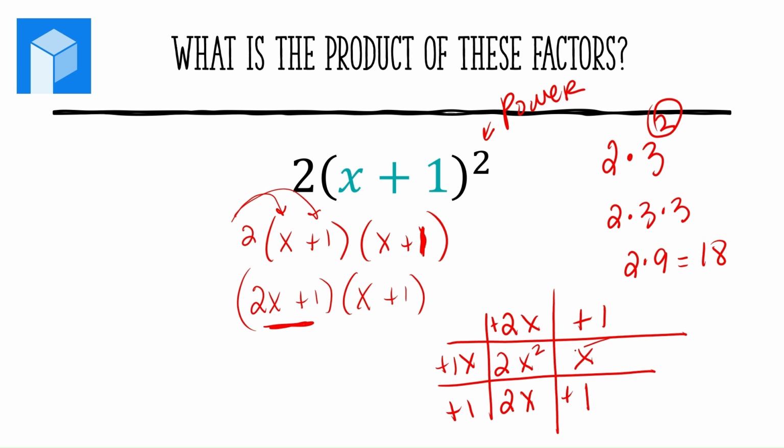Positive 1. Again, look right there. We have our like terms diagonally. So technically, I can go ahead and add them up. So that's going to give me 2x squared plus 3x plus 1.